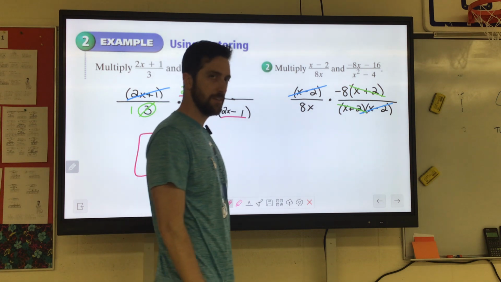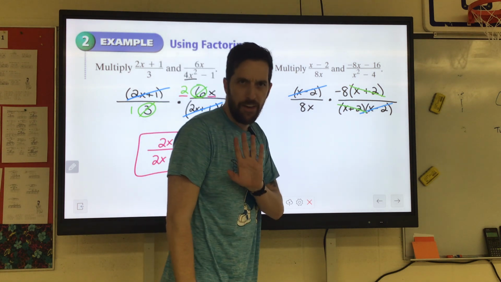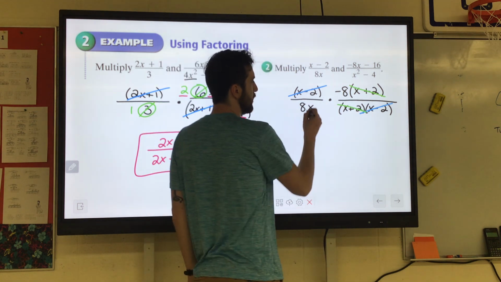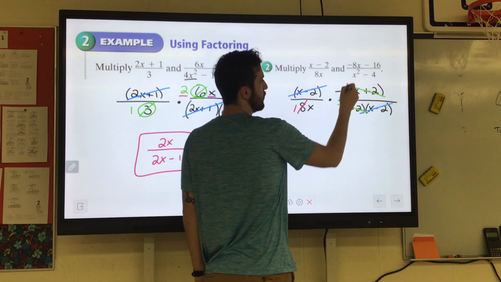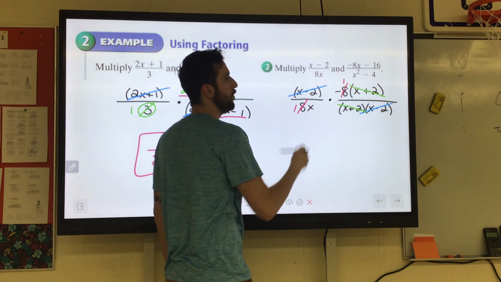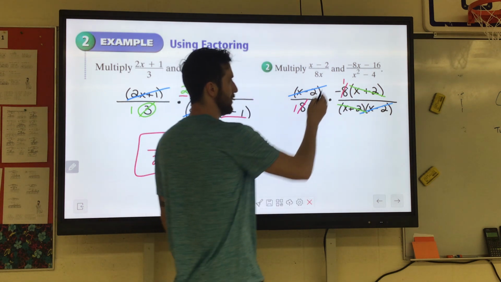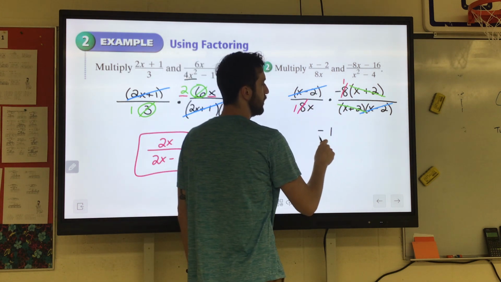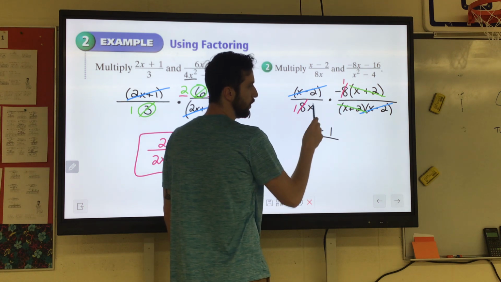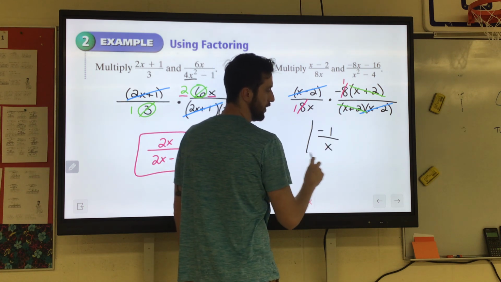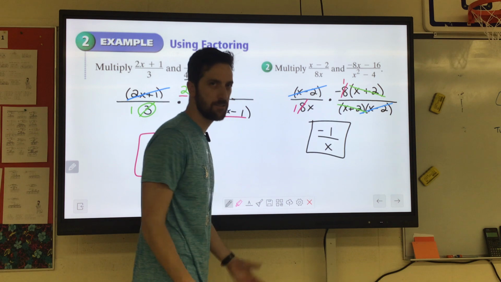If only there was something else we can simplify. The 8s. 8 goes into 8 one time, 8 goes into 8 one time. So all we have left in the numerator, the only thing that wasn't canceled out, is negative 1. All we have in the denominator is 1x, which we could just write as x. So negative 1 over x.